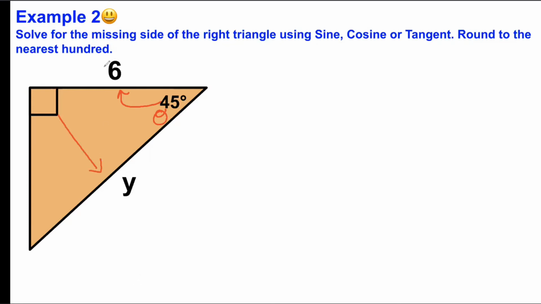So can somebody tell me what 6 represents? What type of side is 6? Adjacent. There you go. Adjacent. And let's see y. What is y? The hypotenuse. There you go, the hypotenuse. All right. So we were able to see that. Let me go ahead and write my little phrase here. SOHCAHTOA.